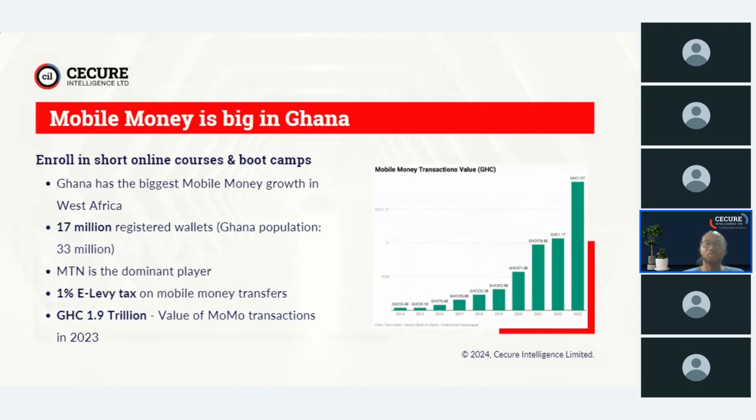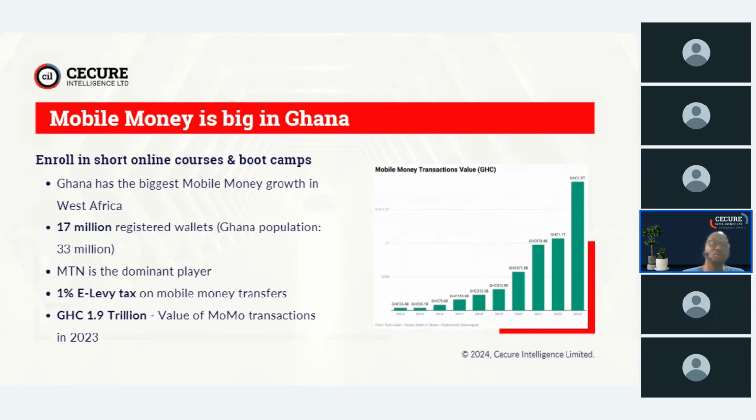The country currently has about 17 million registered wallets. If you contrast that with the population, which is about 53 million, that means almost half the population has a mobile money wallet, which is being used for money transfers, for payments for services, even government payments. MTN is currently the biggest dominator when it comes to mobile money wallets. I think they have about half the market share in Ghana alone.